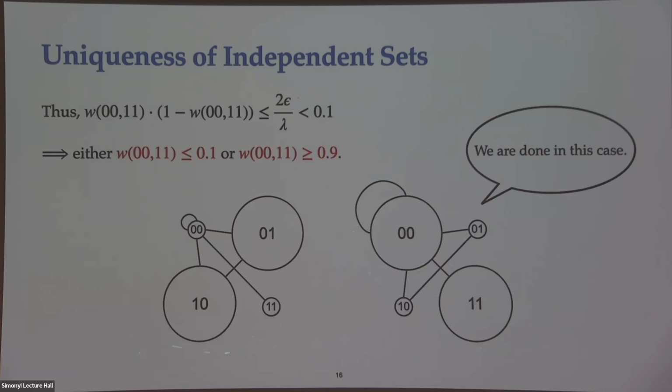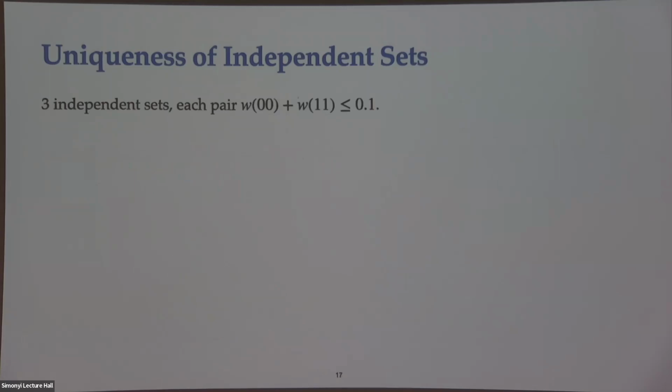The first case, what do we do? These are very small. So now we look at 3 independent sets. Remember, this is just a statement about the intersection between 2 independent sets. Now we look at 3 independent sets, and suppose for each pair, we're in the first case, that this sum is at most 0.1. Well, this cannot happen. Let's see. Suppose we look at the first 2 pairs of independent sets, then 0,0 and 1,1 needs to be at most 0.1.